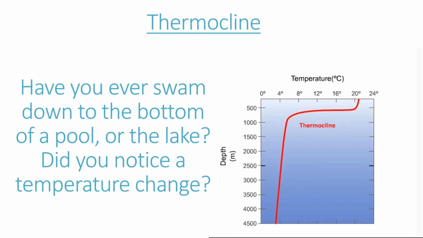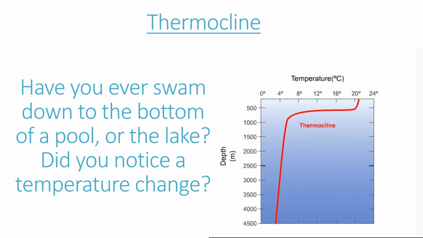Here we see a graph of the thermocline. Thermocline is a zone of rapid temperature change between the warm surface and the cooler deep water of the ocean. If you've ever swum in a pool or in a lake and you have swum towards the bottom, I'm sure that you have felt a temperature change. It gets colder at a certain point. That's because you have passed the thermocline.